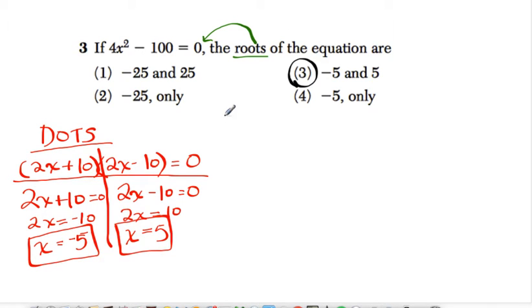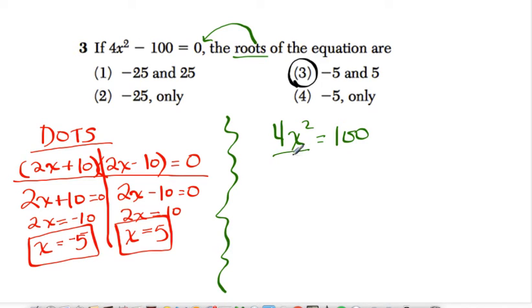Now an alternative to doing it this way, we could use the square root property. So we would move the 100 over. So looking at this in a different way, not that we would have to do this in the original problem. With the square root property, you want to isolate that squared term. So I'm going to divide both sides by 4. I get x squared equals 25.